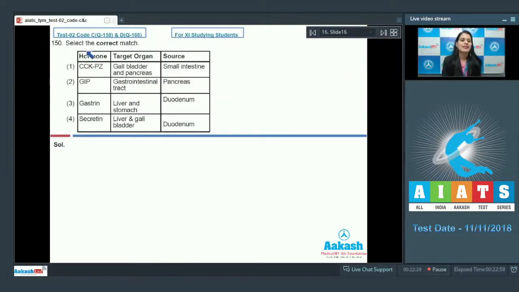Question number 150. Select the correct match between the hormone, the target organ and source. And the very first option given is CCK-PZ. The target organ for the CCK is gallbladder and pancreas. This is correct. And the source is small intestine. So this is the correct option and is the correct answer to our question. Our second option is GIP, that is gastric inhibitory peptide. And the target organ given is gastrointestinal tract. And this is incorrect because the target organ for GIP is stomach and not gastrointestinal tract. And the source given is pancreas, and this is also incorrect because the source is duodenum and not pancreas. So this cannot be a correct option.